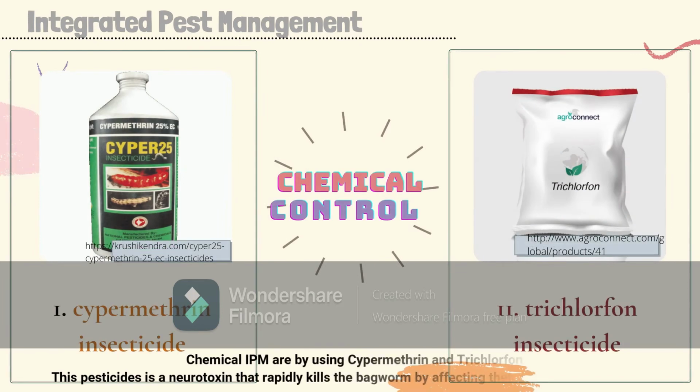Chemical IPM is done by using cypermethrin and trichlorfon. This pesticide is a neurotoxin that rapidly kills the bagworm by affecting their central nervous system.